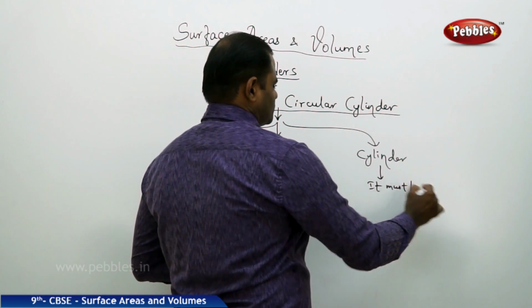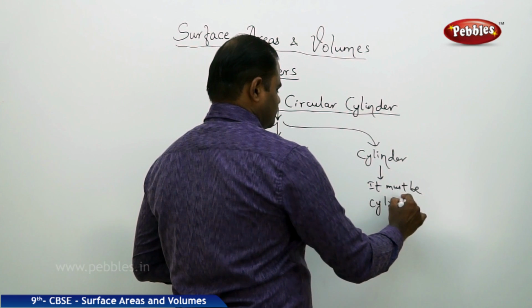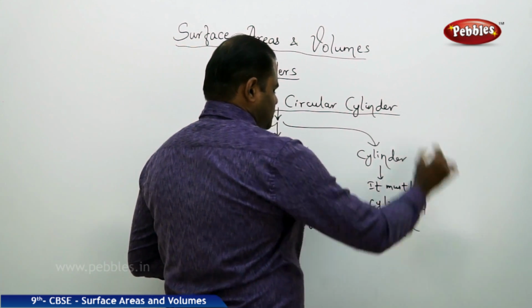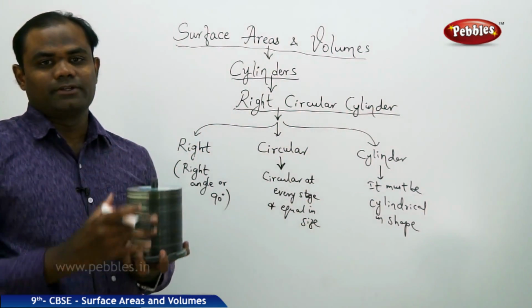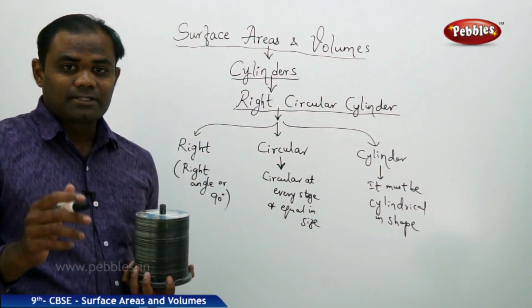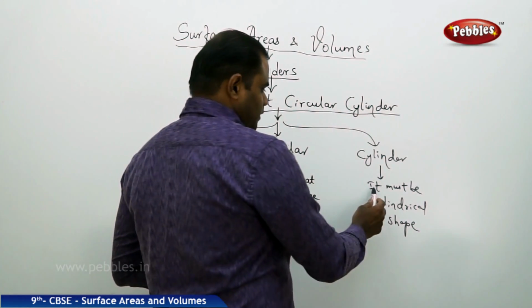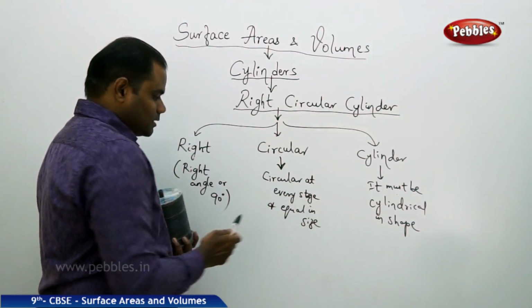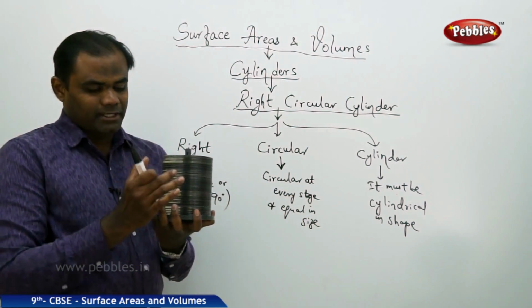It must be cylindrical in shape, as we see here. Therefore, a right circular cylinder is a three-dimensional solid which is in the cylindrical shape and which has circles which are equal in size at every stage.